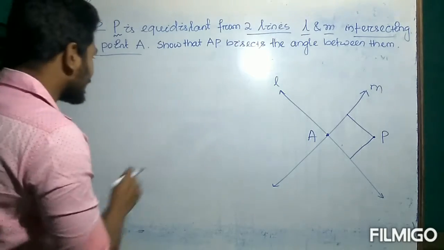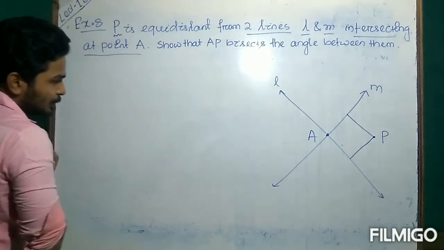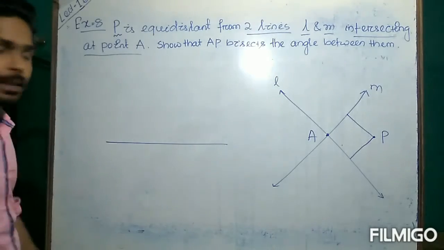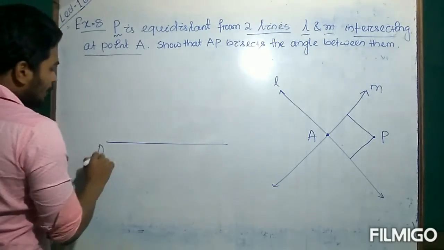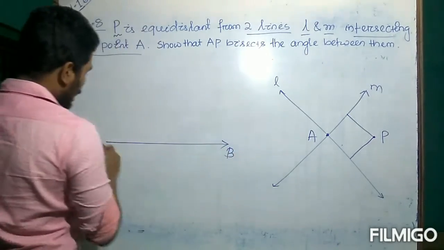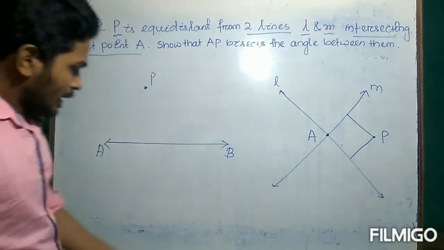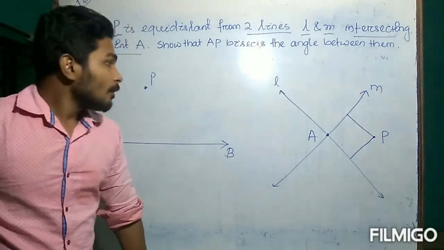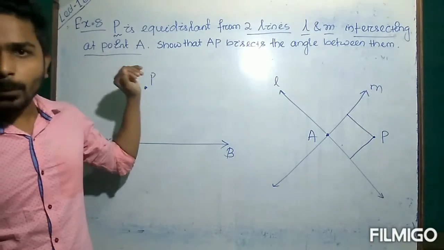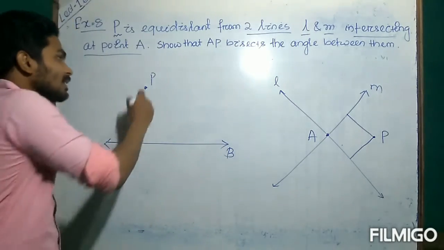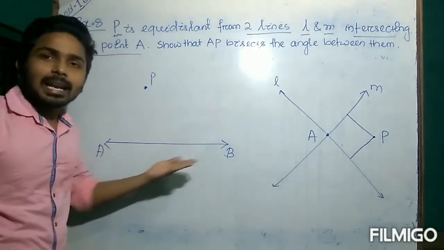Understood? Let me tell you an example. Suppose there is a line and the name of the line is AB. Now there is a point P which lies above the line. The question is, find the distance of the point P from the line AB. We have to find the distance of P from this line.